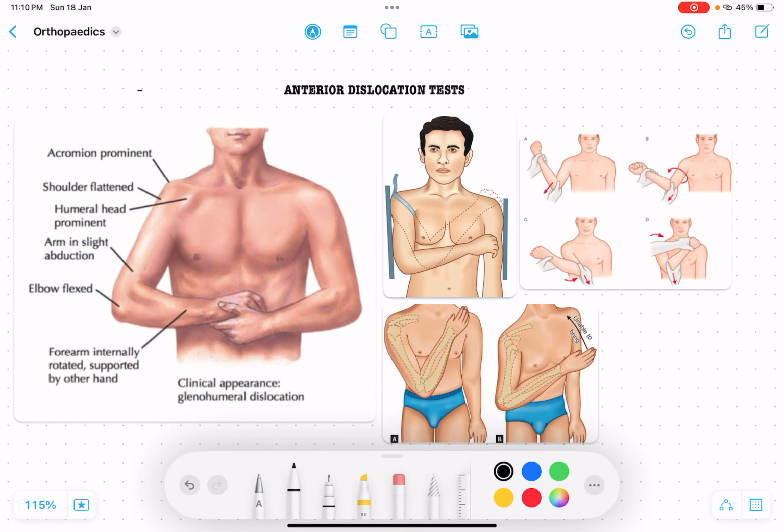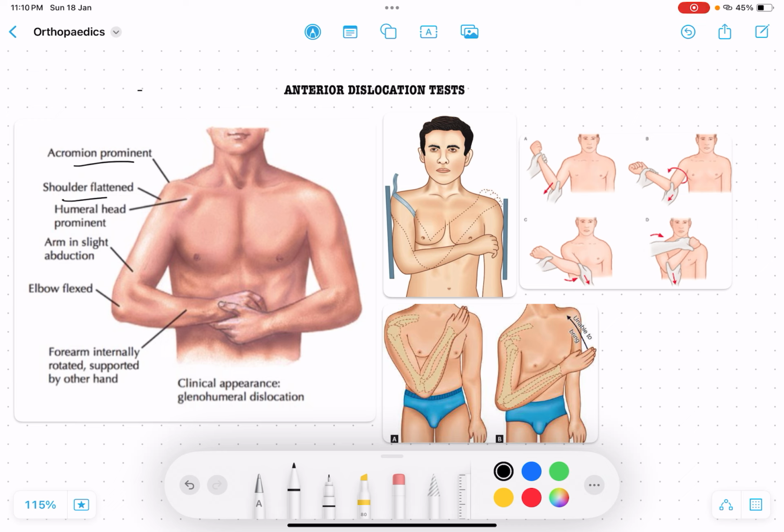Now look at the anterior dislocation test. Before looking at the anterior dislocation test, this is a classical picture of how a patient will appear to us when he has an anterior dislocation. Here there is a prominent acromion. The acromion process will be prominent.